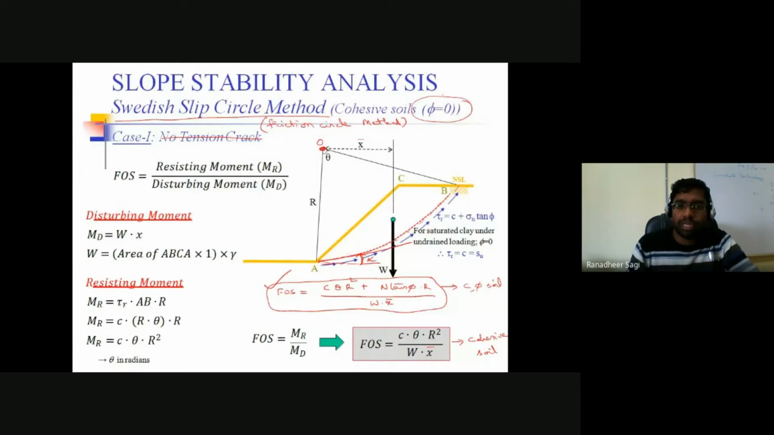Or in simple terms, I'll just join a line from point A to point B. It's a straight line, so that angle is sometimes represented as alpha. And beta is nothing but the angle at which the slope of the ground exists. Now, let's understand the critical condition. What does the critical condition mean?